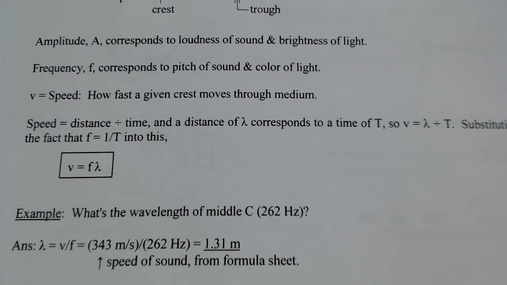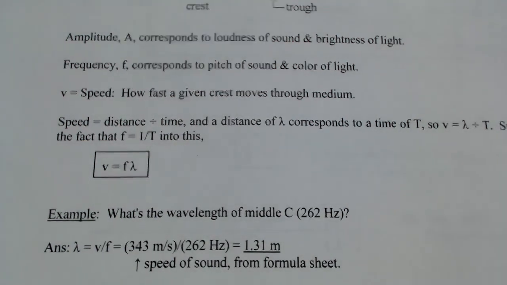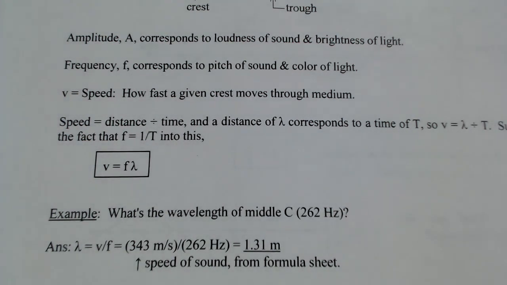So, example at the bottom of the page. The wavelength of middle C, and I just wrote in the solution there. If V is equal to F times lambda, it follows that lambda equals V over F. You divide both sides of the equation by F and solve for the wavelength. Speed of sound, you get off the formula sheet, like I just mentioned a minute ago. And the frequency is given, so you divide, and get 1.31 meters for the wavelength.